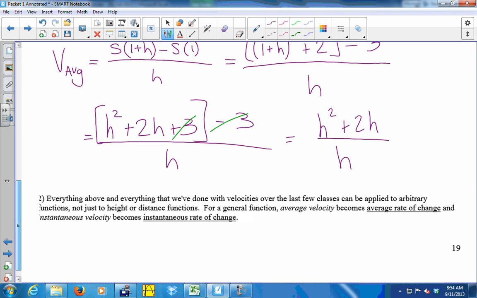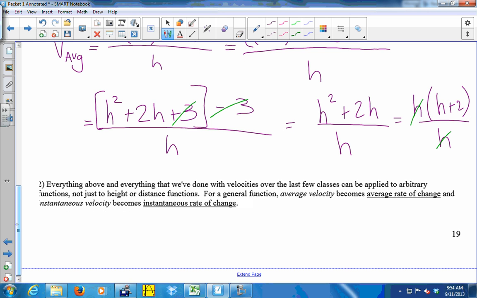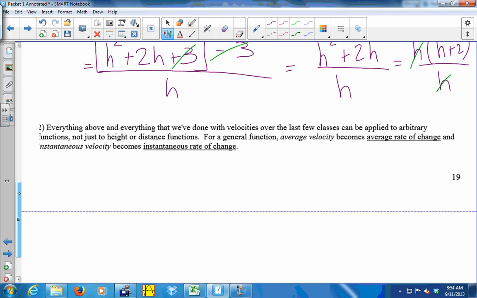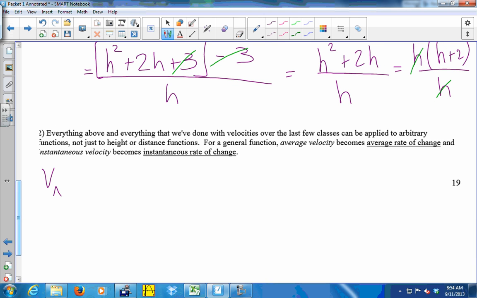You can cancel, yeah. So I could rewrite my numerator as h times h plus 2, factor out an h. And then my h's cancel, one on the top, one on the bottom. So my average velocity is h plus 2. Need a little more room here. Okay, so I did all kinds of not too difficult algebra, just making it look prettier, right?